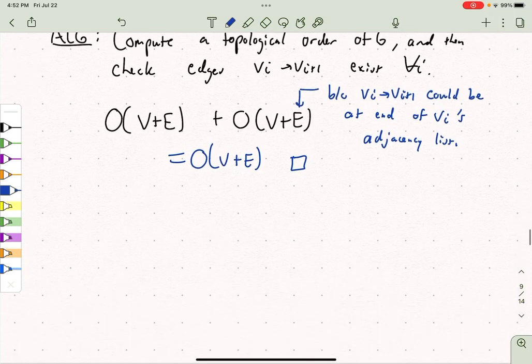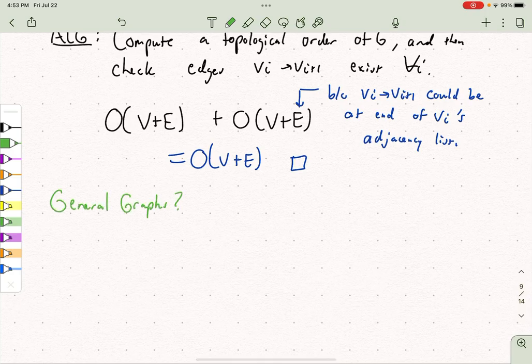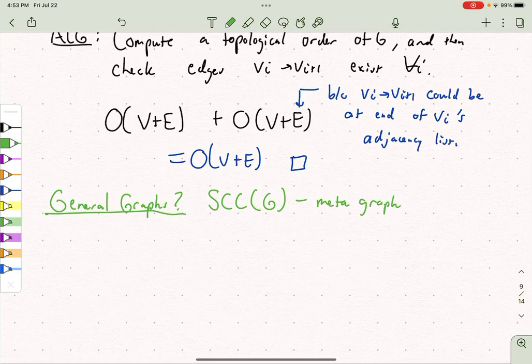All right, so now how does this work for general graphs? So this was just for DAGs, and so we had the special topological sort power. But for a general graph, we can't topologically sort because there's possibly cycles. Well, here we can use that special trick from class. We can create the strongly connected component metagraph of G. And this is always a DAG.